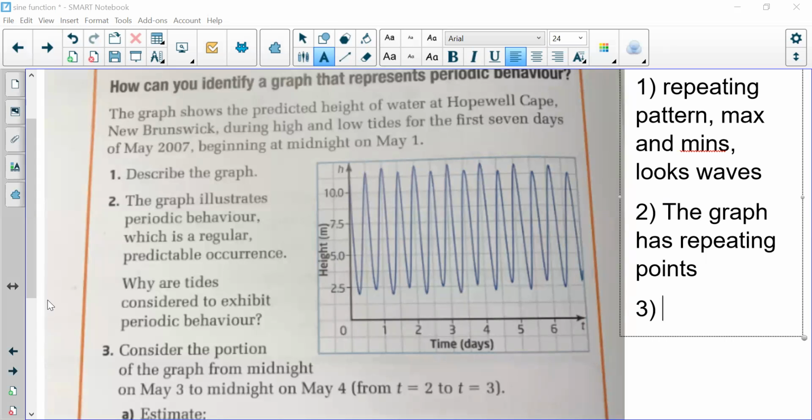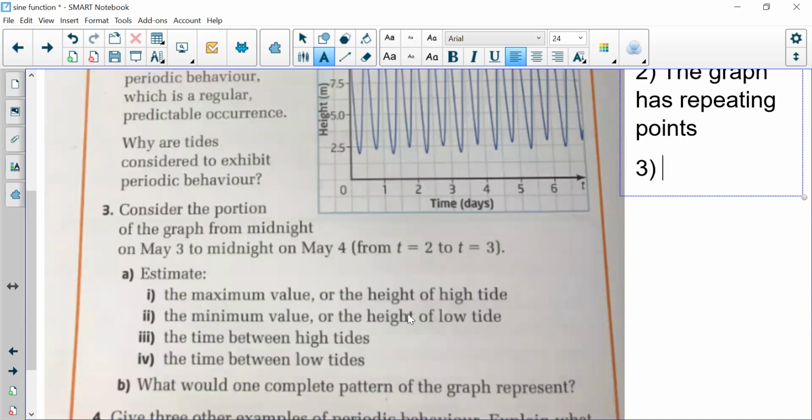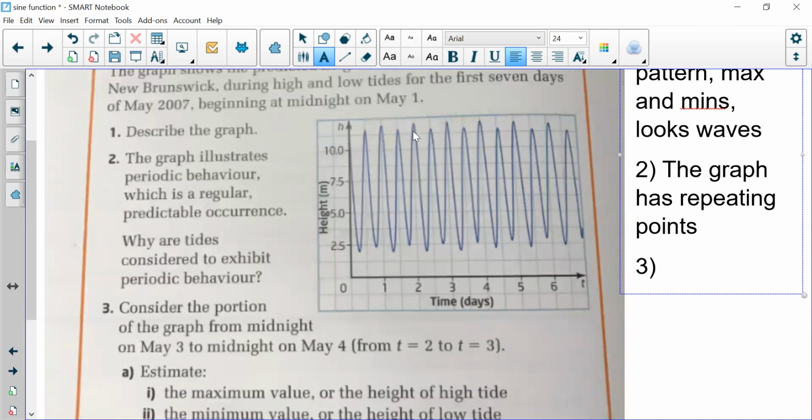Number 3, consider the portion of the graph from midnight on May 3rd, which it says is T2. So follow the line up here at T2 to T3. What's the maximum high of the tide? What's the maximum value at T2? We're gonna have to just estimate. T2, right here.